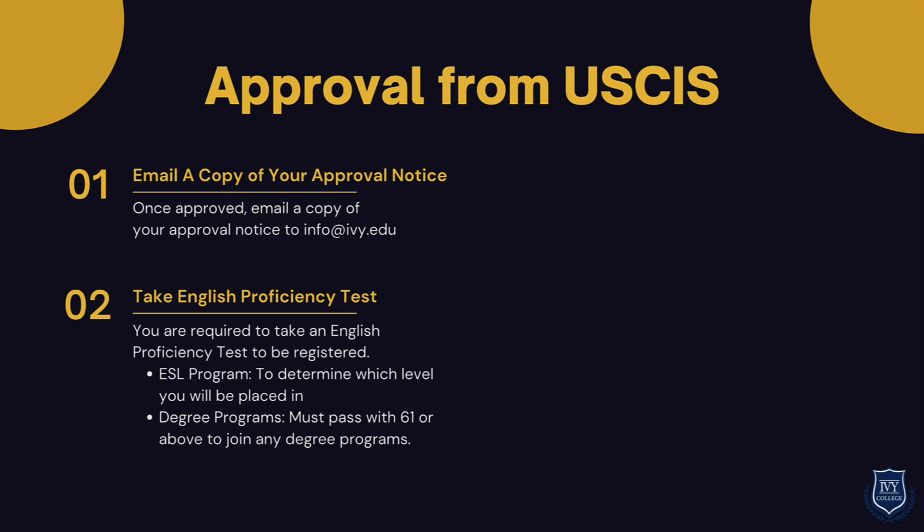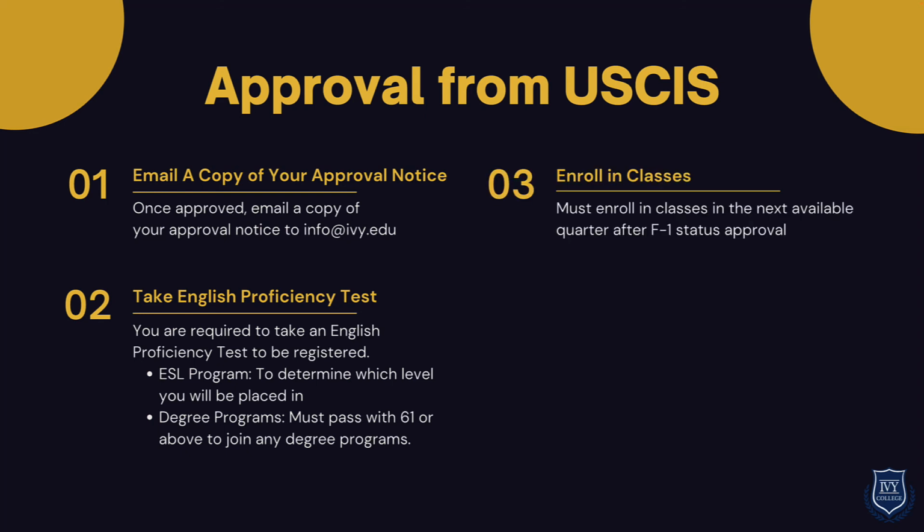Then, take English proficiency test. You are required to take an English proficiency test to be registered. It is to determine which level you will be placed in for the ESL program. For any degree program, you must pass with 61 or above to join. Once you complete your English proficiency test, you must enroll in classes in the next available quarter after your F-1 status is approved by paying a registration fee.